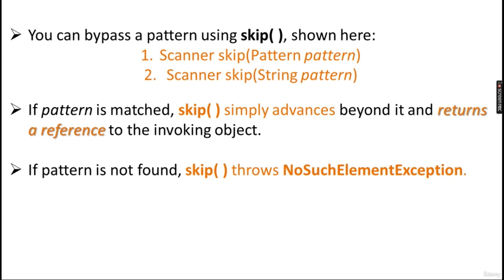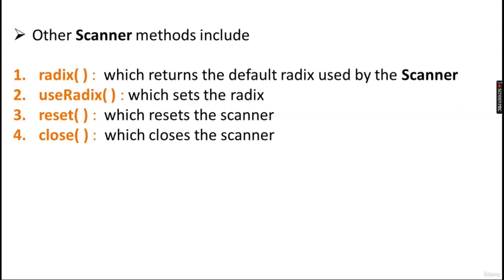Then bypass a pattern by using skip(Pattern pattern) and skip(String pattern). If the pattern is matched, skip simply advances beyond it and returns a reference to the invoking object. Okay, so it is skipped, and if the pattern that you have to skip is not found, then it will throw the NoSuchElementException. Okay. Other Scanner methods are radix, which returns the default radix used by the scanner. Second is useRadix, which sets the radix. Third is the reset method, which resets the scanner. Close, which closes the scanner.